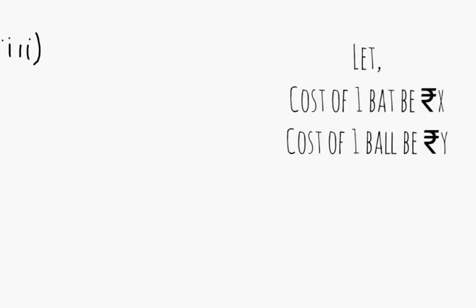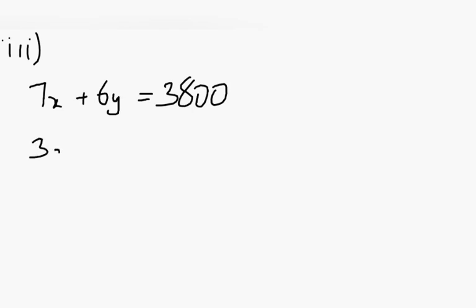Okay, so we will assume the cost of one bat is equal to rupees x and the cost of one ball is equal to rupees y. Don't forget the units again. Now 7 bats and 6 balls, so 7x plus 6y is equal to 3800. And later the second part is 3x plus 5y is equal to 1750.